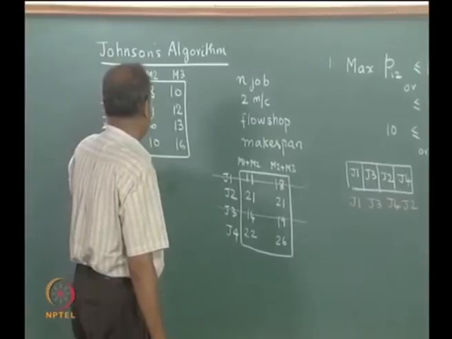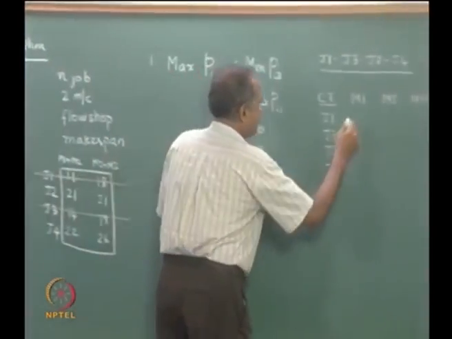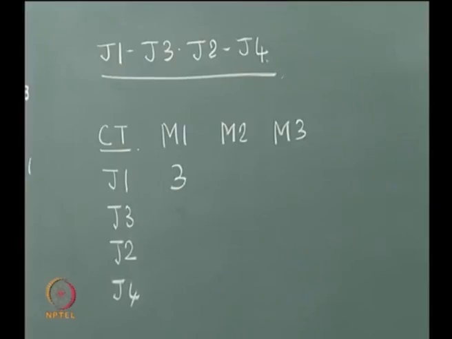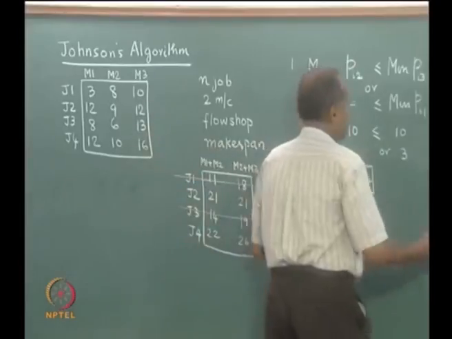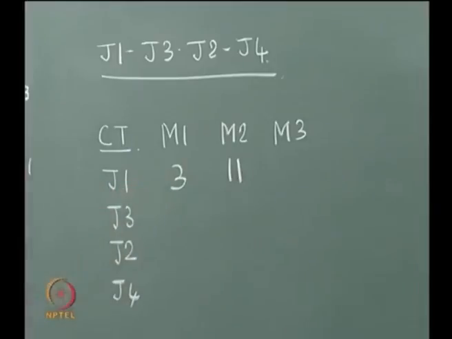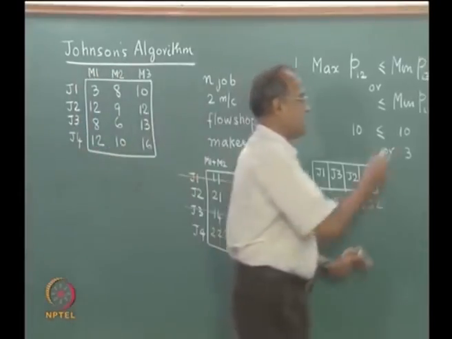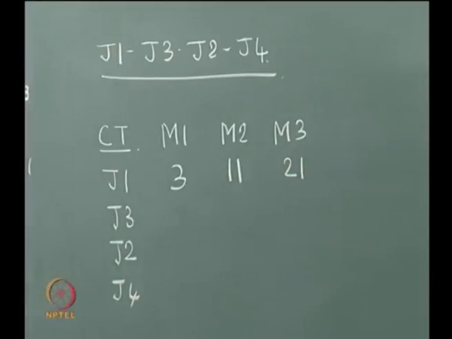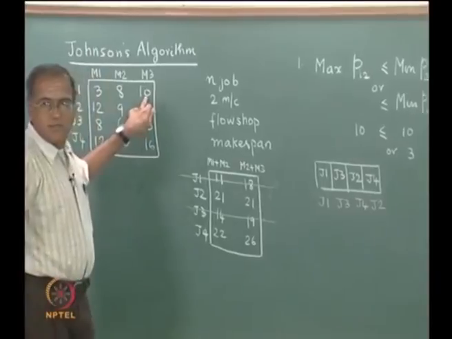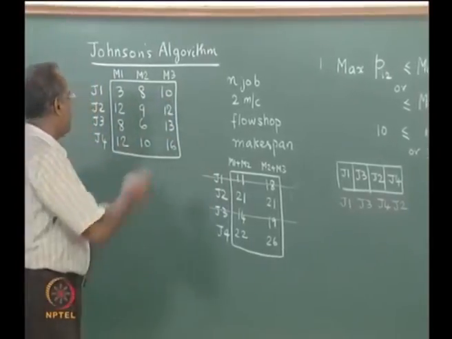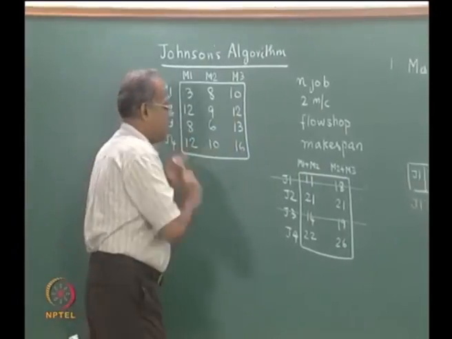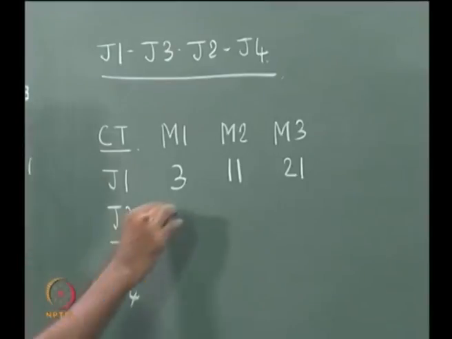So, J1 goes first, comes out of machine 1 at time equal to 3, requires 3 minutes. At time equal to 3, it goes to machine 2, it requires a further 8 minutes processing. So, comes out at time equal to 11. Once again enters M3 at 11 and comes out at 21, because it requires a further 10 minutes on M3. J3 on M1, J3 starts at time equal to 3, requires another 8, so 3 plus 8, 11.